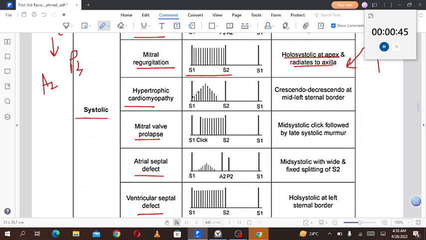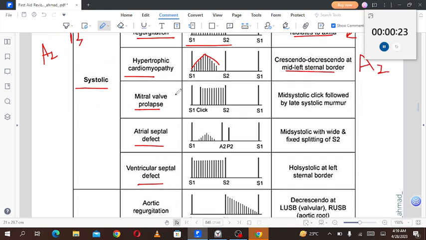Now talking about hypertrophic cardiomyopathy. The hypertrophic cardiomyopathy murmur is also a crescendo decrescendo murmur, but it is not holosystolic. It is a crescendo decrescendo murmur heard at the mid left sternal border, or you may say the A2 auscultatory area on the chest wall. So the mid left sternal border is the hypertrophic cardiomyopathy murmur area.